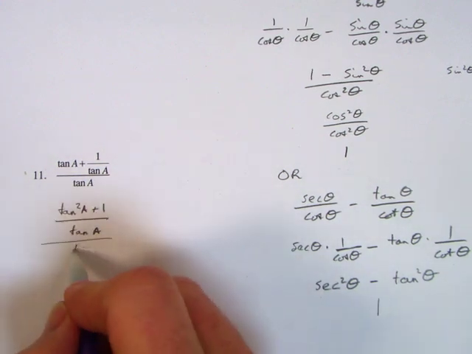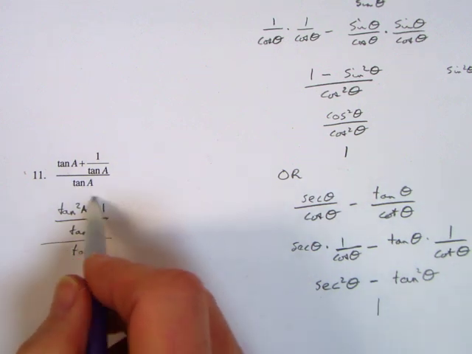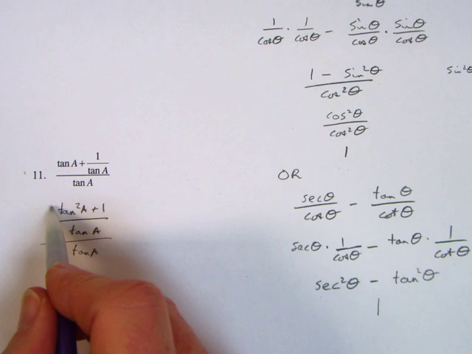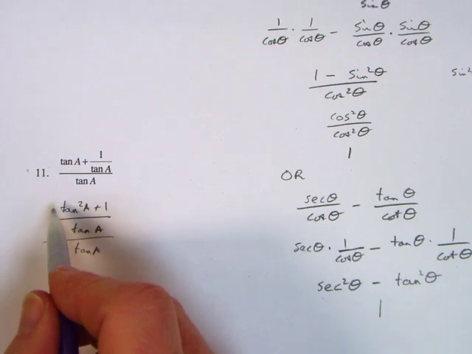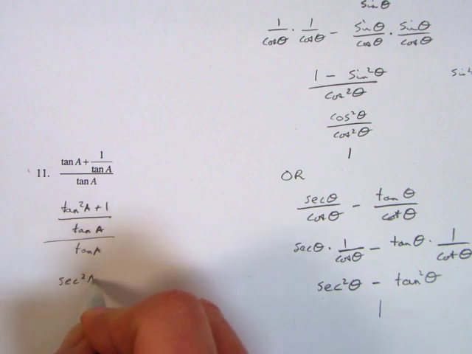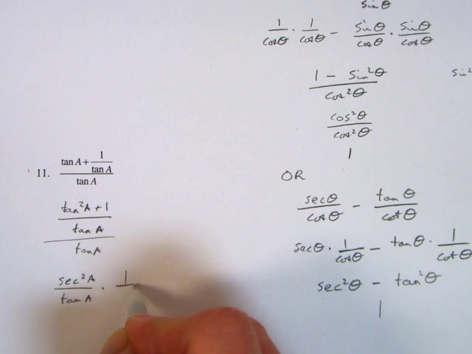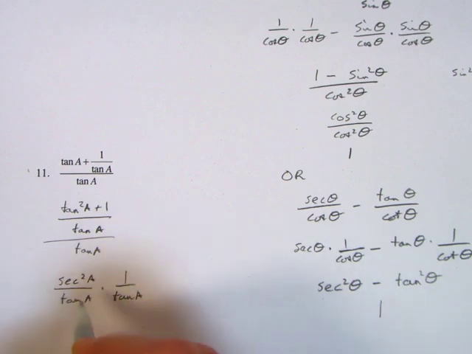So we can do a couple things at one time. This is tan squared plus 1. Remember our identity: tan squared plus 1 is secant squared. So it's secant squared A over tan A times 1 over tangent A. Or in other words, secant squared A over tan squared A.